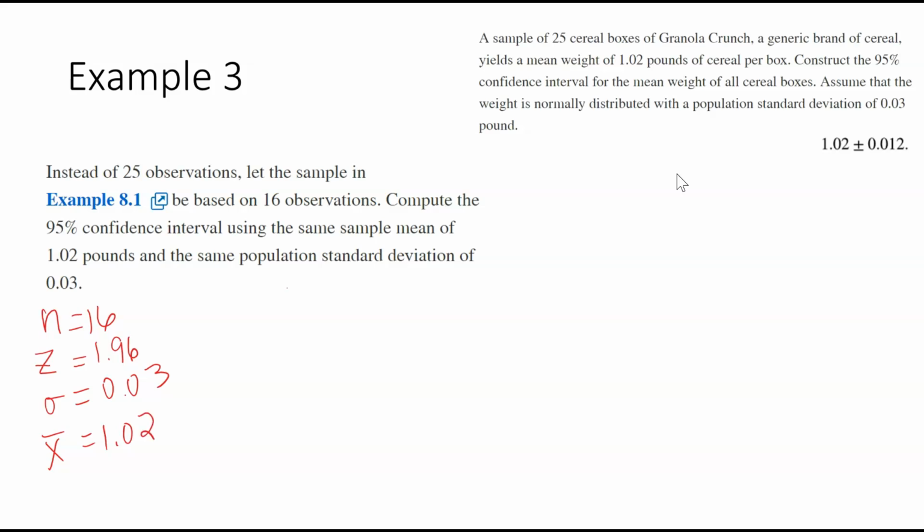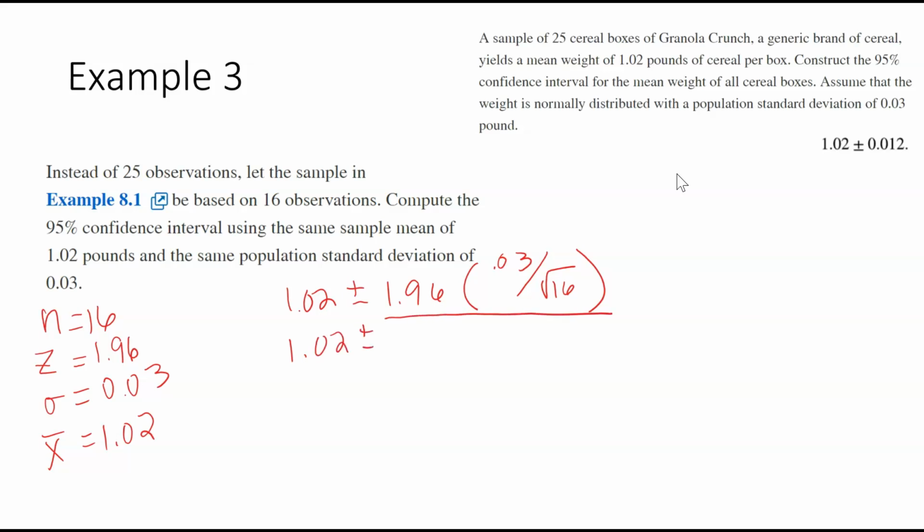So what that means is we'll take our x bar plus or minus our z-score 1.96 times our sigma. So far nothing has changed, but then we're going to divide by the square root of our n value. So when we calculate this, again, remember to calculate your margin of error first. And when we type that into the calculator, our result comes out as 0.015. So if you recall, before we had 0.0112, and now we've got 0.015. So our width actually increased.